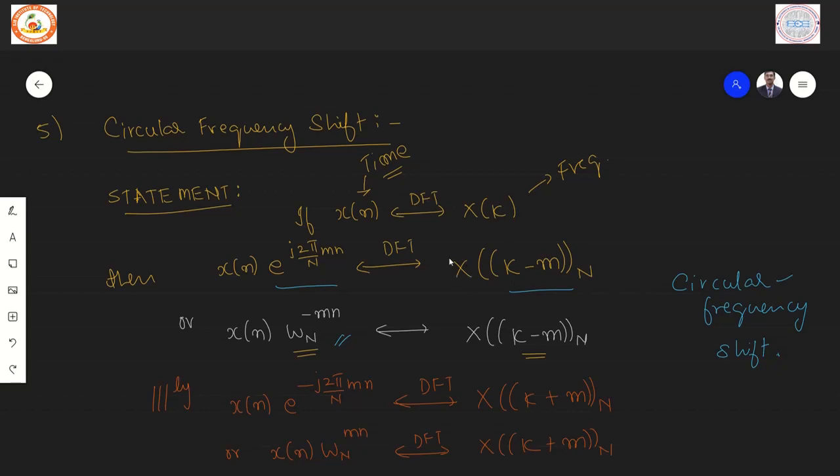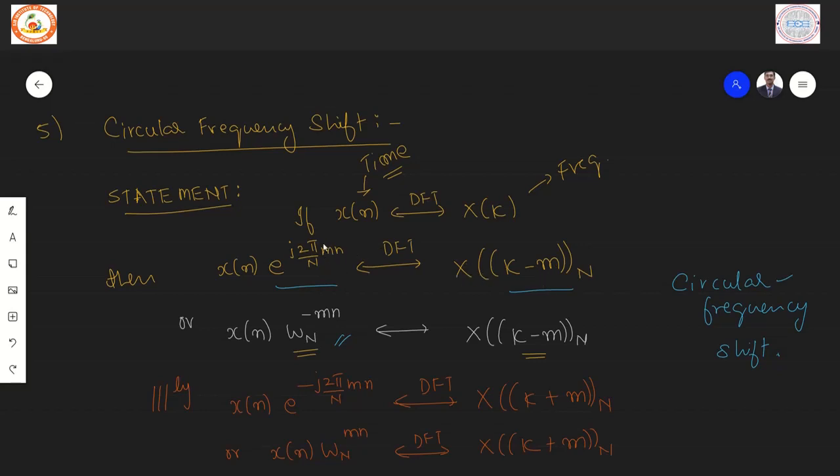On the RHS, we see x of k minus m mod n. So the shift happens with the value which is m. Now, as you know, m here is a feature for the time domain. So n should be there in the time domain. The extra term that we have is m. So m here represents the shift.